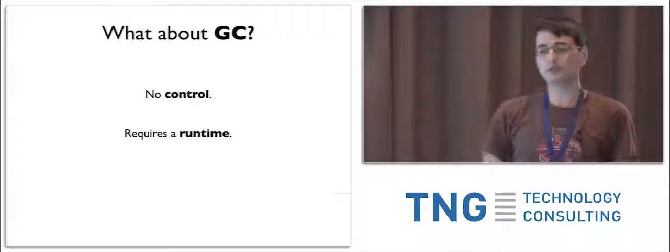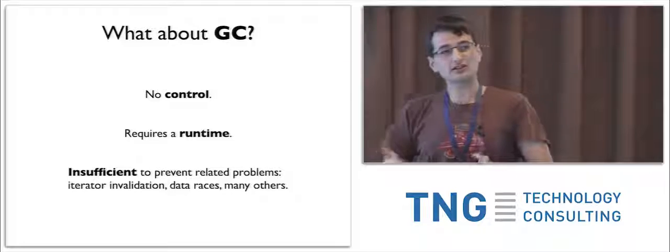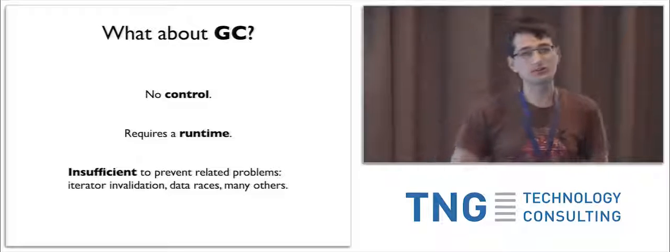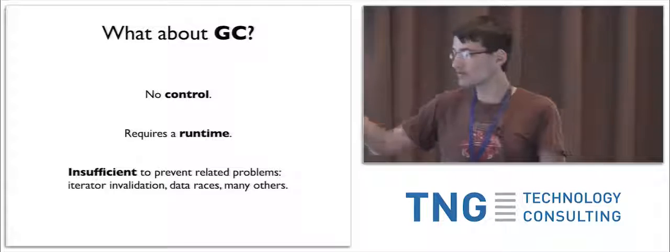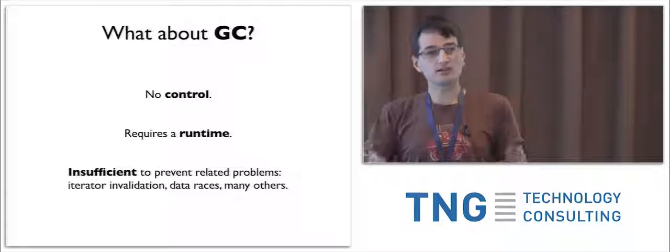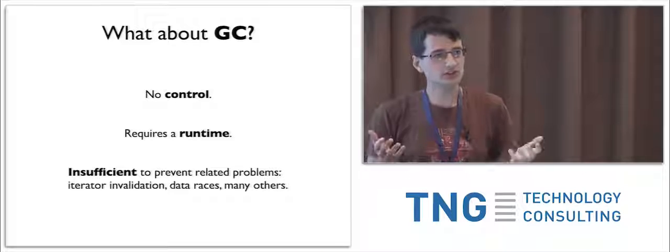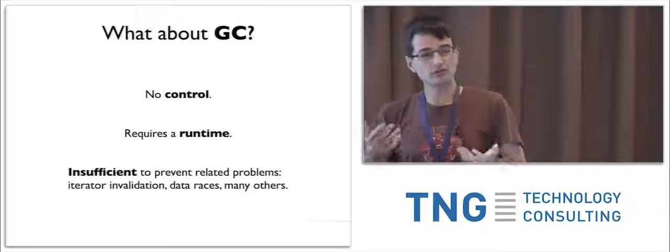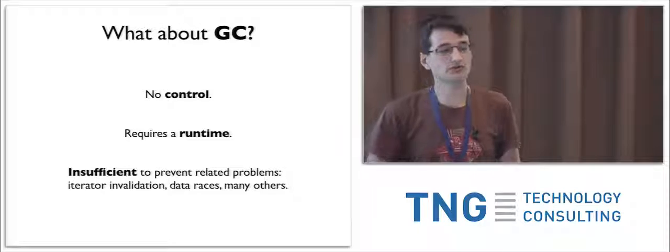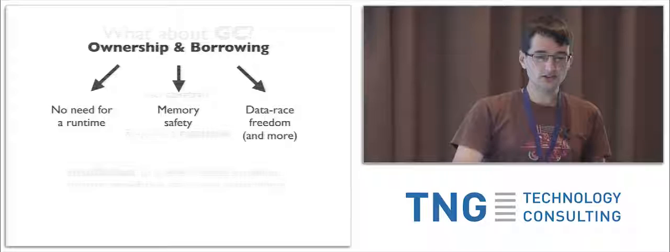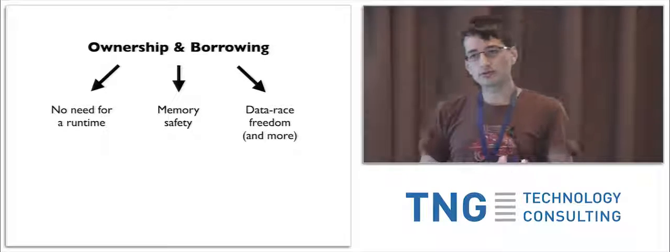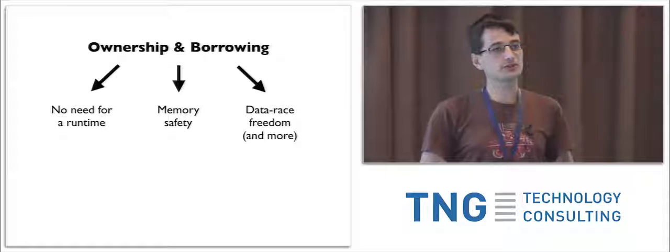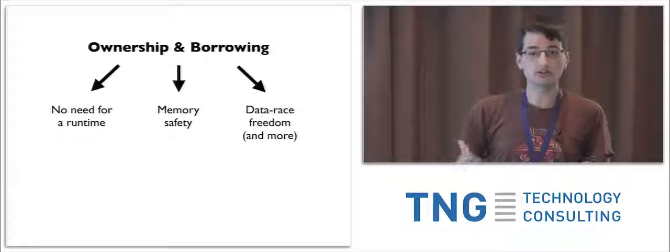But not only this, GC doesn't solve a lot of related problems. If you've ever seen a concurrent modification exception in Java, this is the iterator invalidation problem. If you've ever seen a data race in C and C++, or just concurrency problems in Java, this is also a problem that garbage collection doesn't solve. And these are things that we in Rust are very, very interested in solving. Our solution to this is not so much a garbage collector, but rather two concepts that we call ownership and borrowing. These are the core fundamentals of Rust, which essentially everything else blossoms out of.